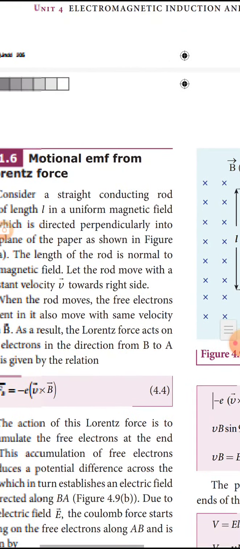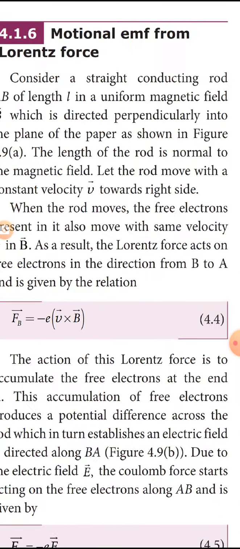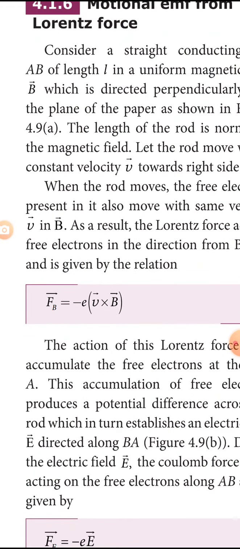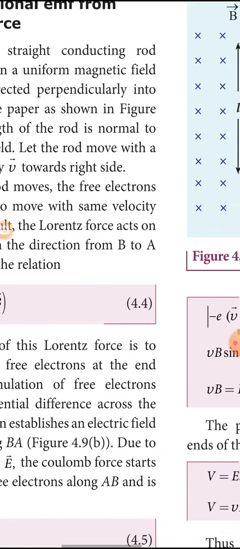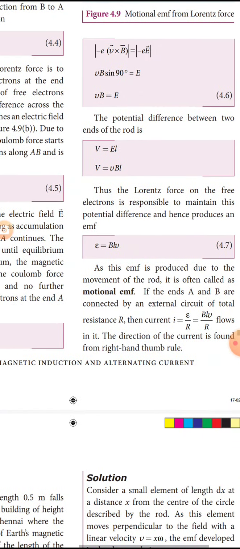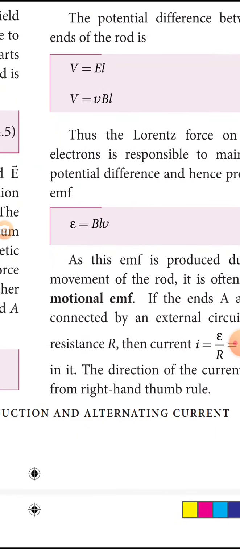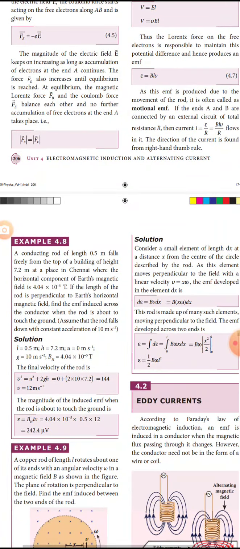And next we are going to see about motional EMF from Lorentz force. You already know the Lorentz force, F_B vector is equal to minus e into v vector cross B vector. This is for a single electron, and you have to find out the EMF from this derivation, that is E is equal to BLv. This E is equal to BLv is nothing but motional EMF.